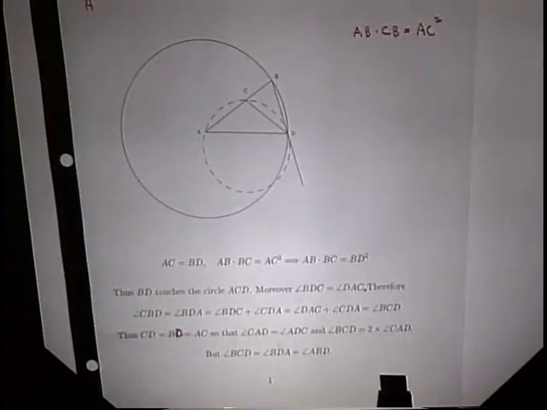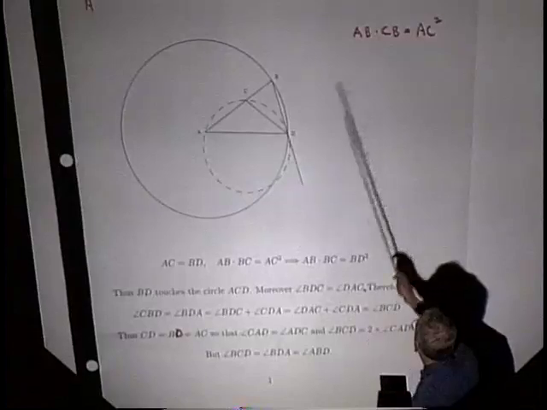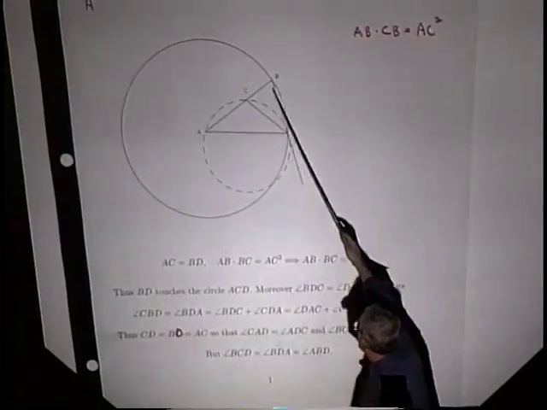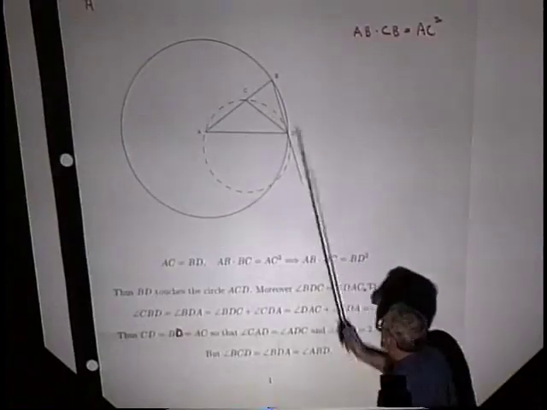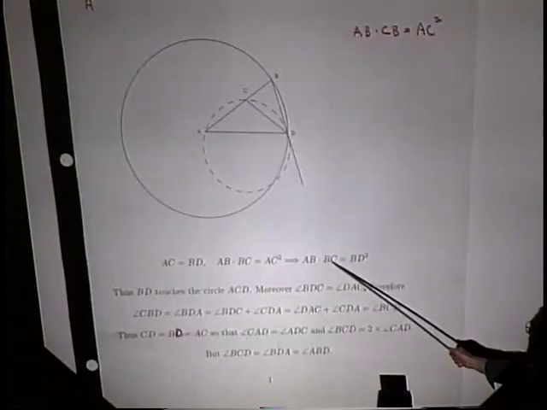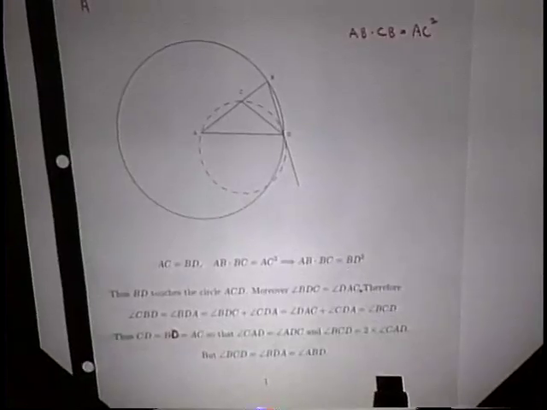Well, let's try it. AC is equal to BD. That was the construction. And also, the construction was such that AB times BC was equal to AC squared. That's how we put C in here, using the one lemma that's not yet to be proven. And that means that AB times BC is equal to BD squared, because we constructed BD to be equal to AC.